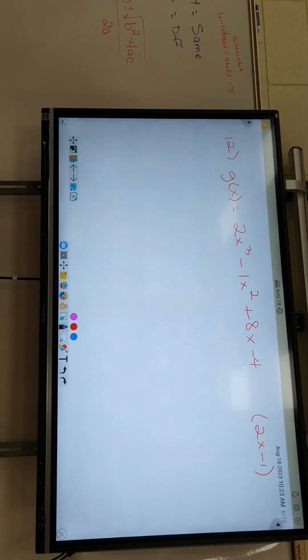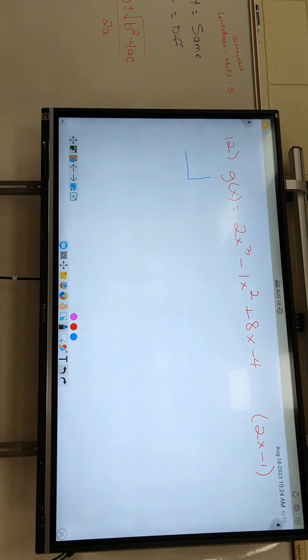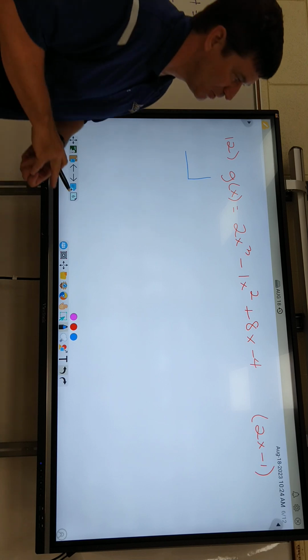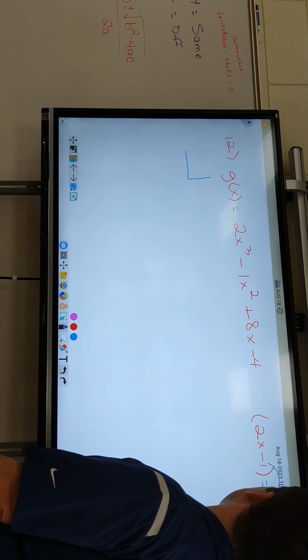All right, Samari, how do we start off finding what goes in the box? You remember? What do I do? Good. Set it equal to 0. Now what happens with -1 when I move it over?